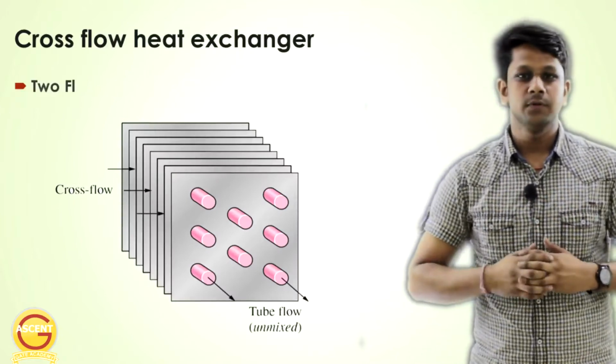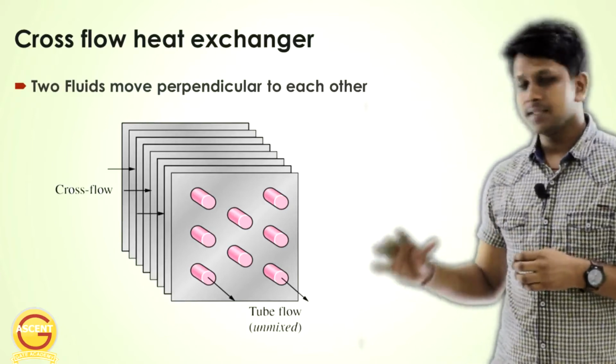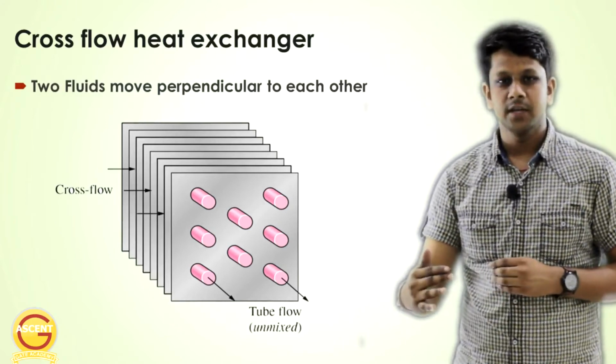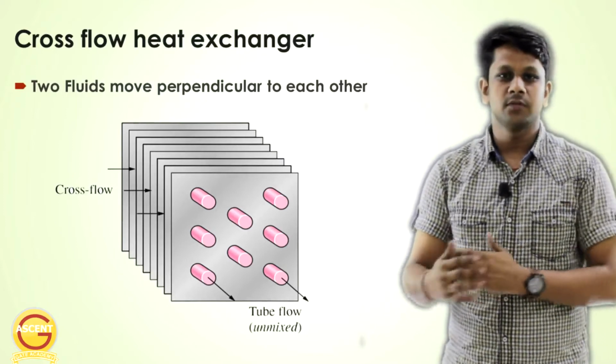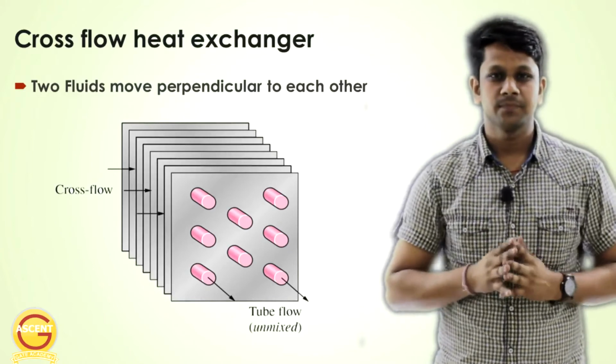And in cross flow, both fluids move in perpendicular directions. So in this example, you can see in tubes, one of the fluids is flowing in this direction, and perpendicular to that, the other fluid is flowing. So this kind of flow is known as cross flow heat exchanger.